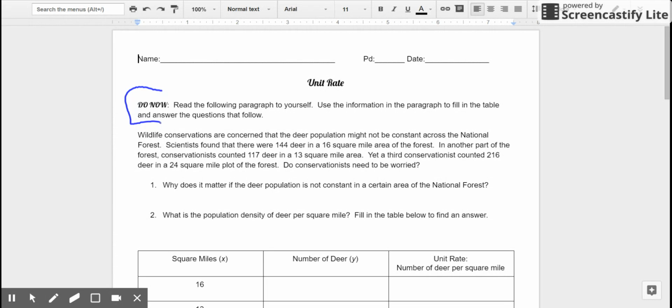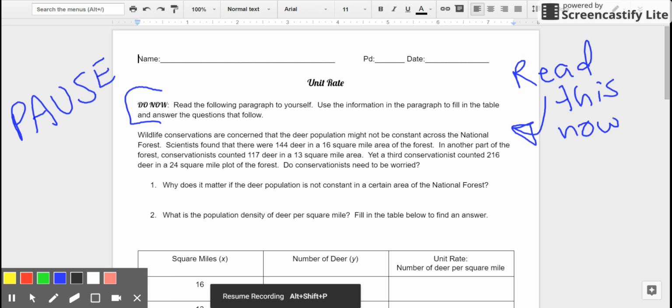What I'd like you to do right now, please, is pause the video so that you can read the paragraph on your own. Now we'll read it together. While I'm reading it out loud, make sure you're underlining important pieces of information from the text.